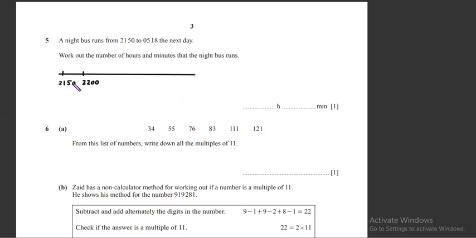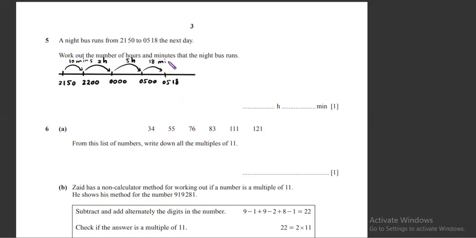So from 21 to 22 hours, it's going to be 10 minutes. Then from 22 to midnight. Midnight is going to be 0000. In that case, it's going to take 2 hours. Then from midnight to 5, it's going to be 5 hours. Then 5 to 5:18 is going to be 18 more minutes.